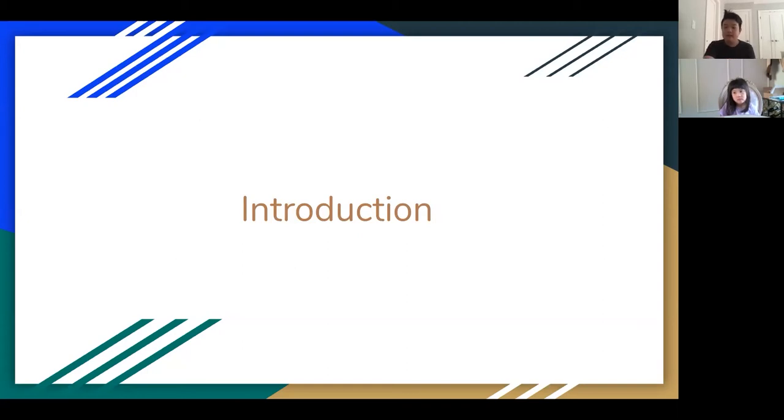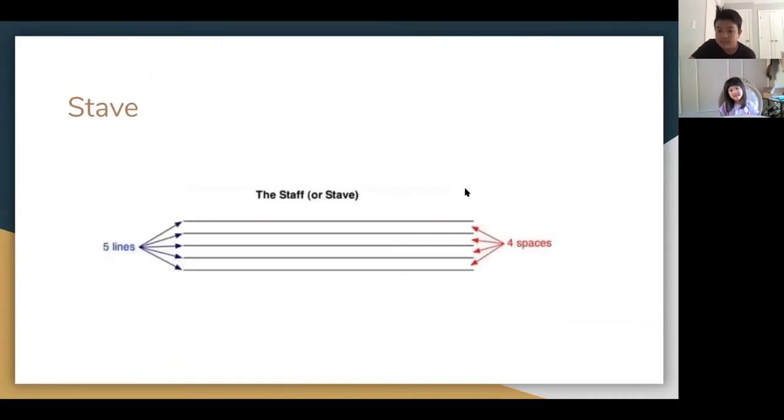Do you understand that, Audrey? Yes. Okay. So we're going to start with the most basic thing inside music theory. In every piece of music, there should always be a stave or a staff. It will indicate what note or what pitch you will be singing. A staff or a stave has 5 lines and 4 spaces. This is where notes are drawn to show if it's a low note or a high note.